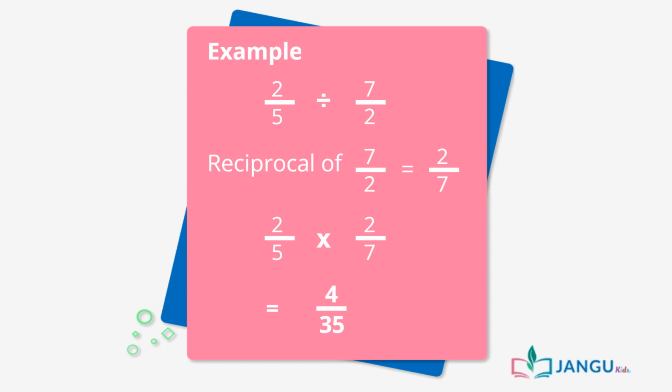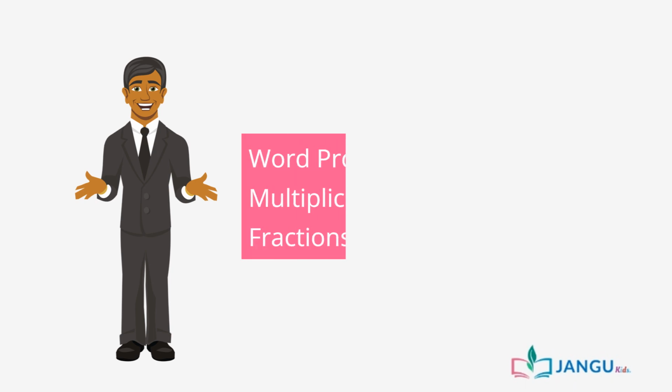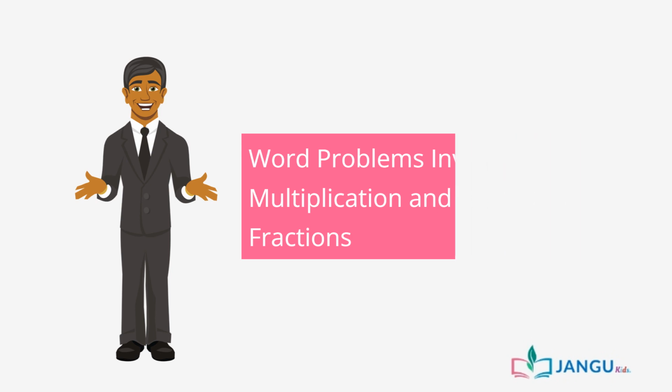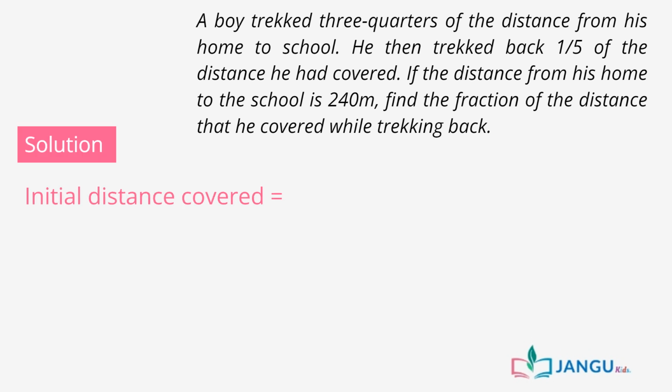Isn't that easy? For the final part of the lesson, we shall take a look at some word problems involving multiplication and division of fractions. A boy trekked 3/4 of the distance from his home to school. He then trekked back 1/5 of the distance he had covered. If the distance from his home to the school is 240 meters, find the fraction of the distance that he covered while trekking back. Initial distance covered by the boy is 3/4, which is 3 over 4.